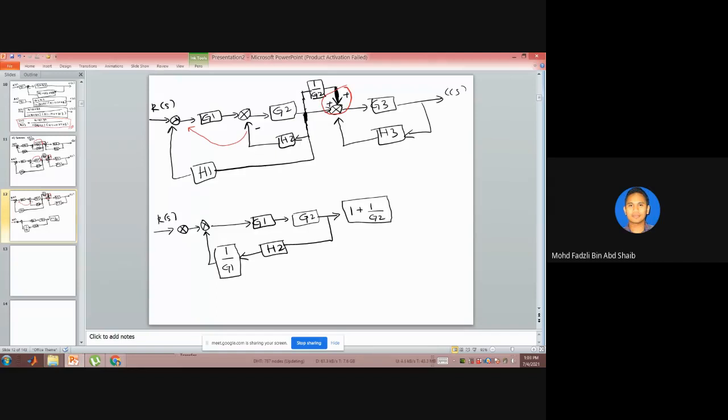Why 1? 1 over G2 is forward feedback, but it's positive. This one is also positive. This one represents 1. So 1 plus 1 over G2. How about this one? G3 over 1 plus G3 H3.